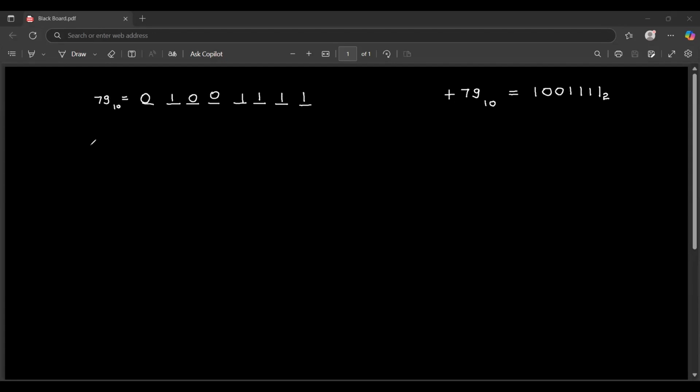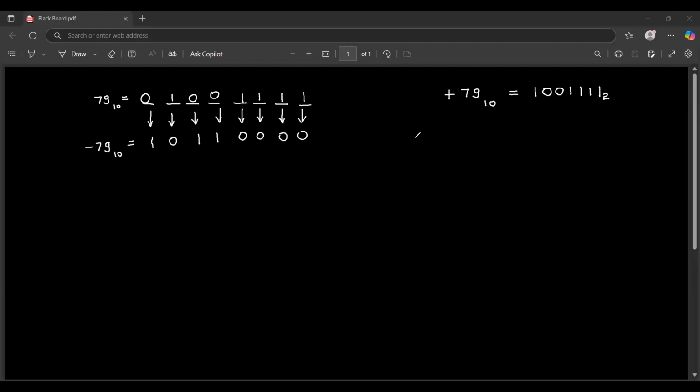If you want to find negative 79, you just have to find the inverse. So it will be 1, 0, 1, 1, 0, 0, 0, 0. You're converting the bits to their inverse, writing down the inverse of the bits. So this is what one's complement is.